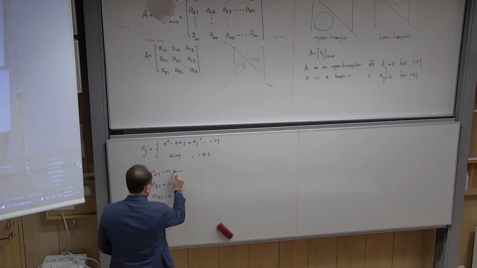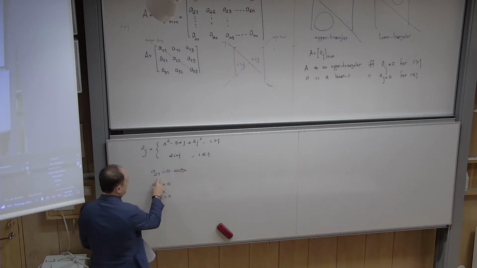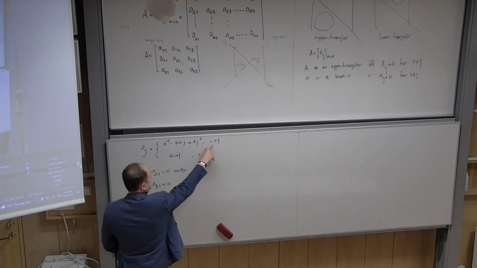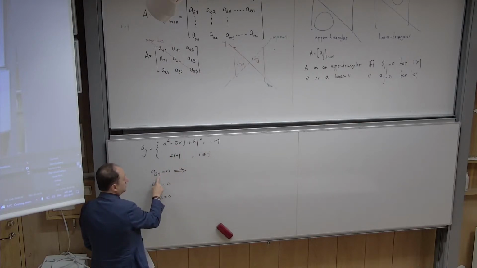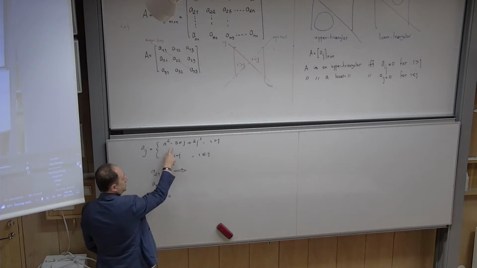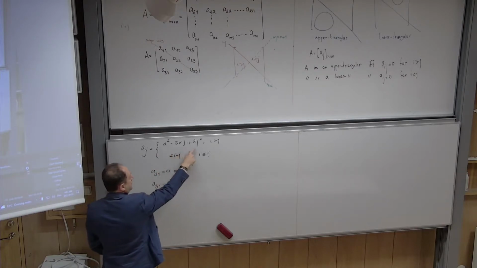But let me try to write this down. A21: i is 2, j is 1. It satisfies this condition, so I have to go here and replace i and j with 2 and 1. But there are no i's here, so I just have to replace j with 1.